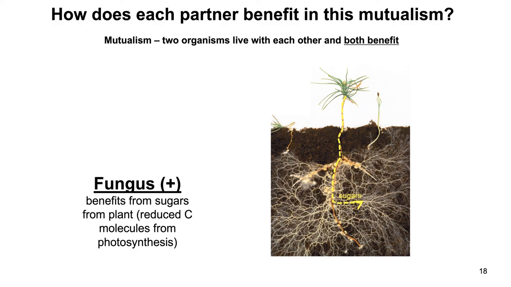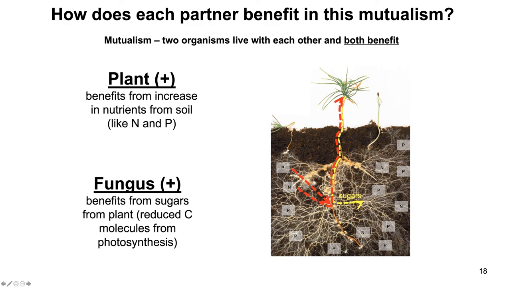So remember, both partners benefit in a mutualism. The way this works is the plant, because it's doing photosynthesis, can send sugars down to the roots, and some of those sugars can go to the fungus. So the fungus gets photosynthate sugars from the plant, and in turn, the plant gets more phosphorus and nitrogen from the fungus, because the fungus, because it's thinner, has a higher surface area to volume ratio and can get access to some of this phosphorus and nitrogen that the plant wouldn't have access to on its own. So the plant gives sugars, and in return, the fungus gives nutrients like nitrogen and phosphorus to the plant.